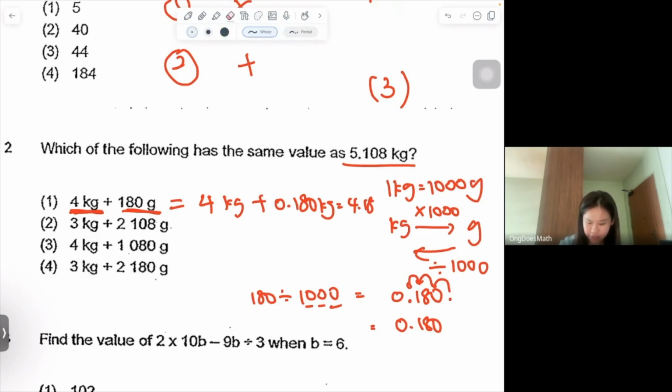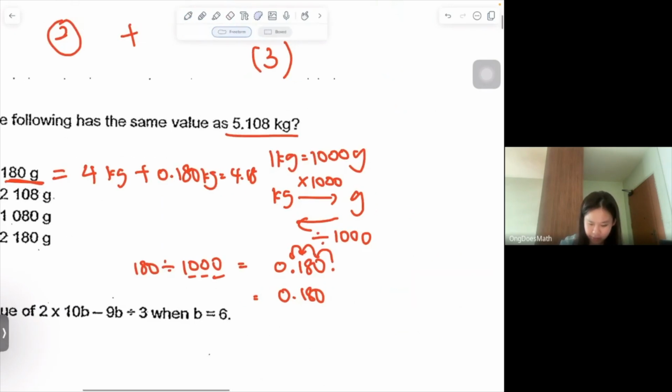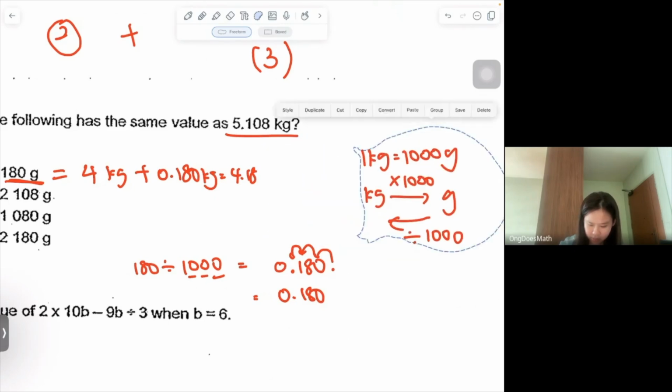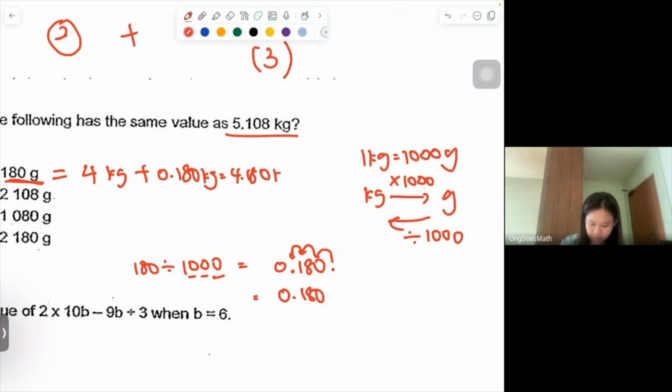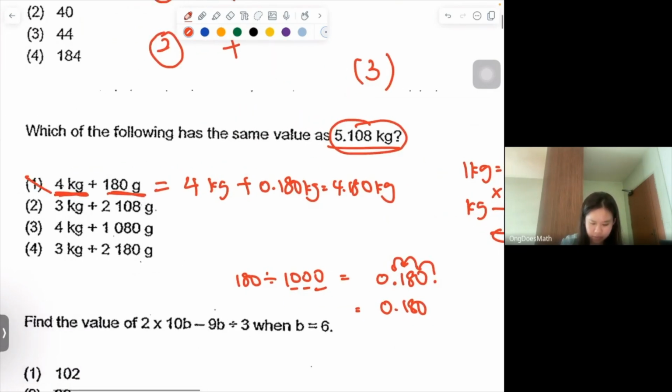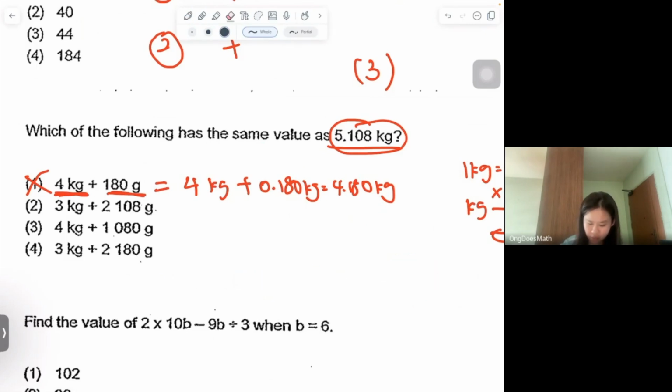I'll just erase. I'll move this part. So is it what we want? No. So option 1 is wrong. Next, we'll move on with option 2. Option 2 is 3 kg plus 2108 gram. So we'll keep the 3 kg and we'll convert the 2108 gram to kg.